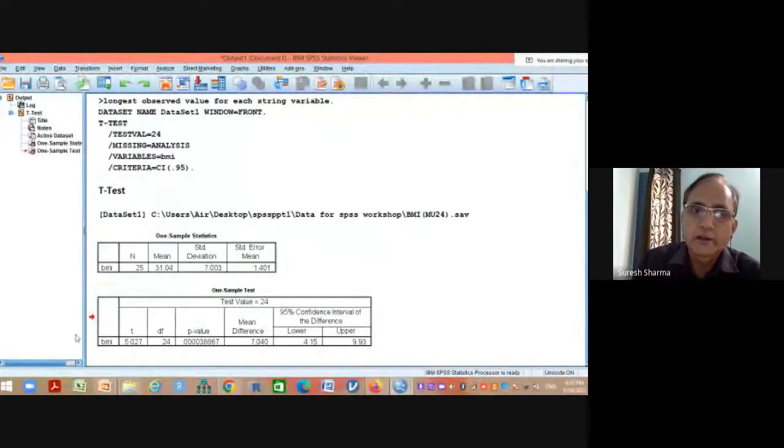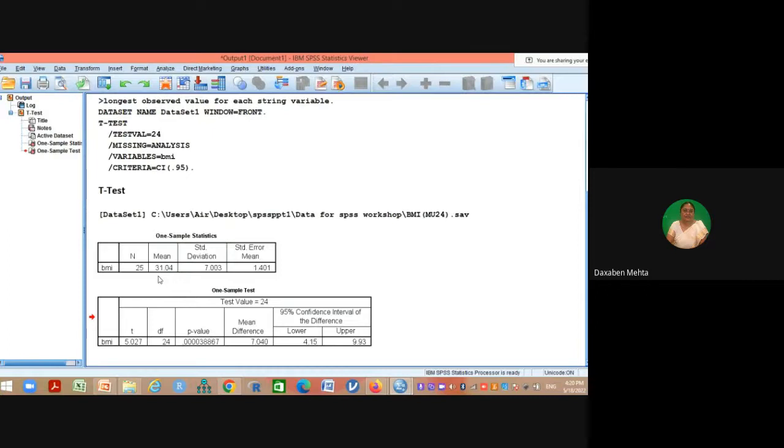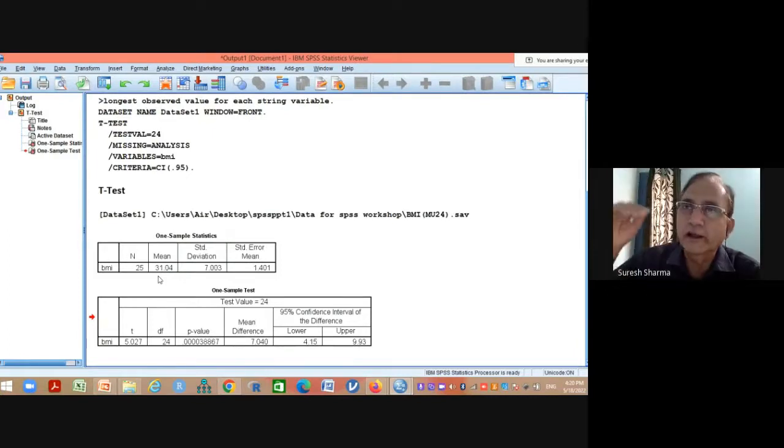Look at the mean. What is the mean BMI here? Can you tell me what is the mean BMI level here? 31. So it is obesity. 31 is beyond 30. That means people are moving towards obesity.